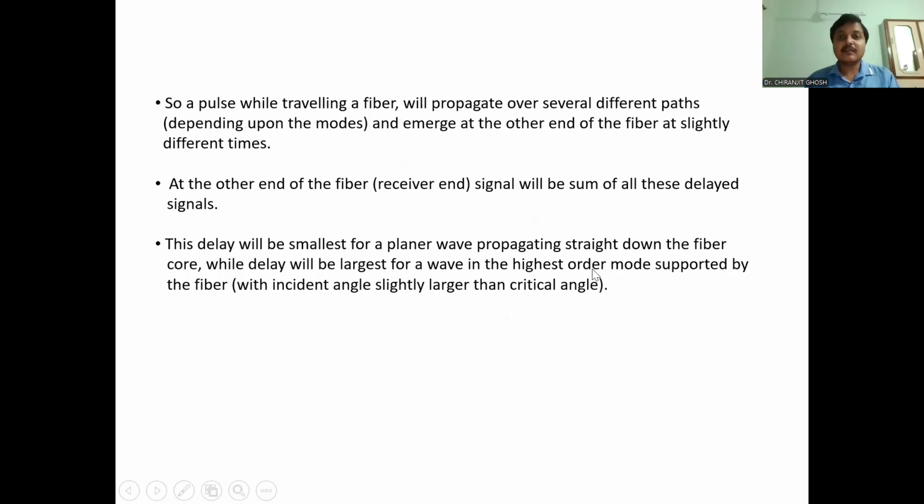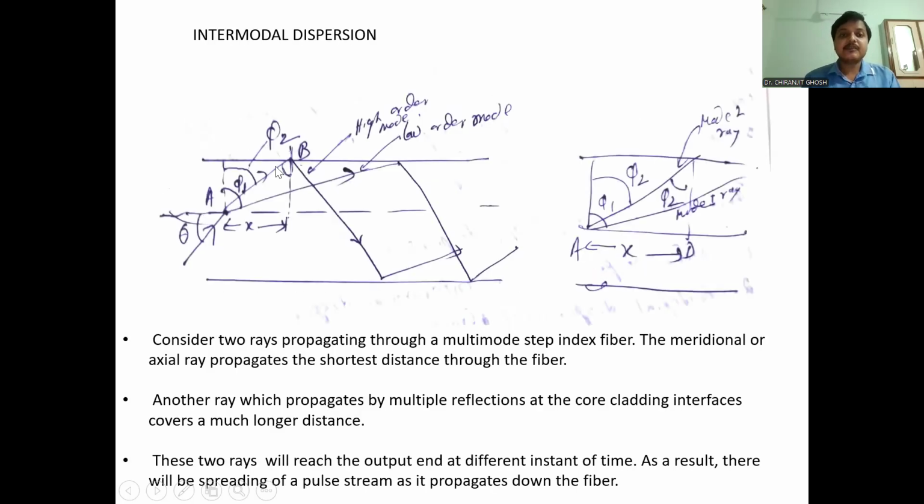Highest order mode means the ray which is propagating at a higher angle. Higher order mode means the angle which it makes. Suppose this axial ray is the zeroth order mode, because it is making zero angle with the fiber axis. This may be first order, this may be second order. So depending on the angle which a particular ray makes with the fiber axis, there is an order, and it is increasing. So as the order increases, it will travel more path length, more distance. As a result, it will reach the fiber output at a later time. It will take more time to reach the fiber output. So that is what is given here.